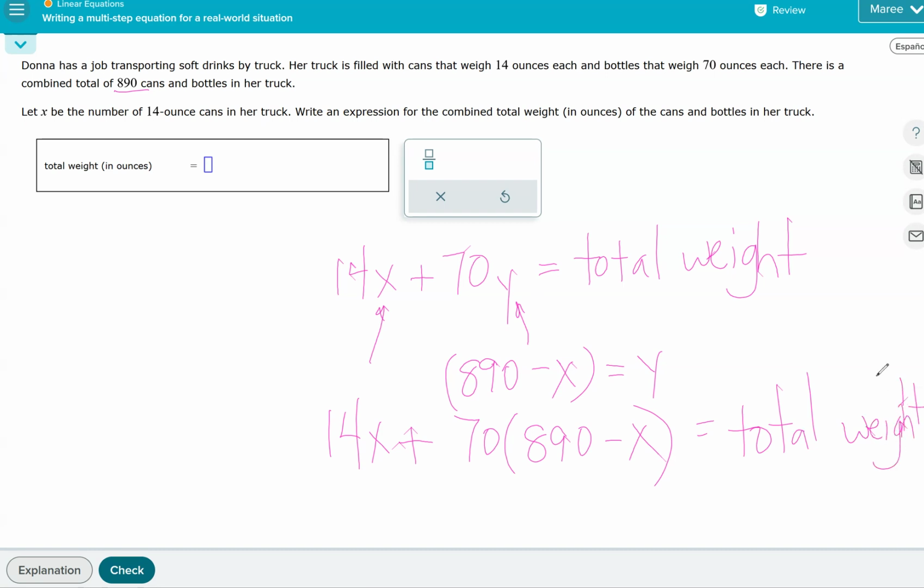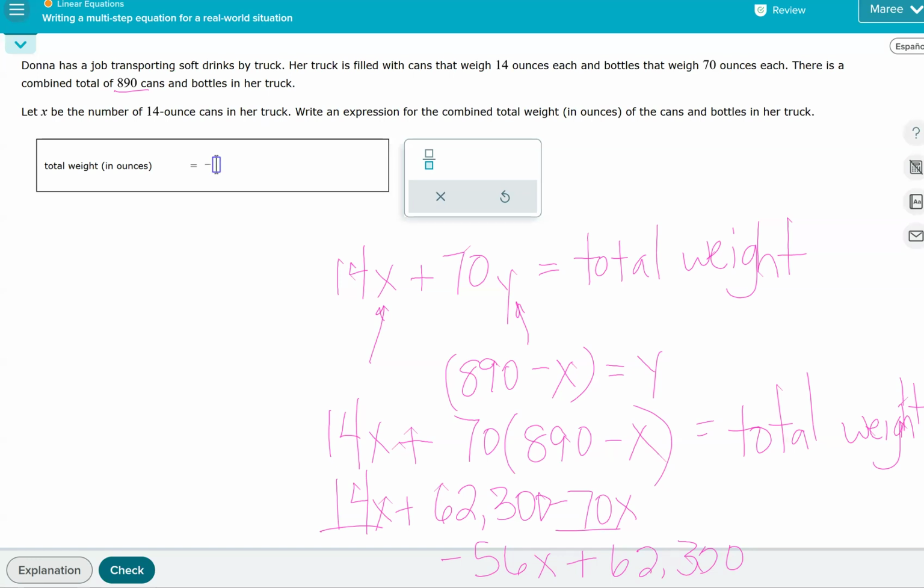Okay, so we need to use the distributive property. 70 times 890 is a big number. So we have 14X plus 62,300 minus 70X. We need to combine the 14X and the negative 70X. So negative 70 plus 14 is a negative 56. So we have negative 56X plus 62,300. I missed my 0 last time, put it right there. Okay. So that's going to be the total weight, and that's what we type in.